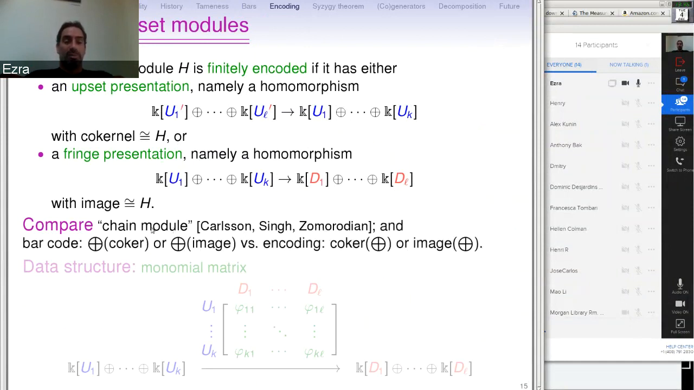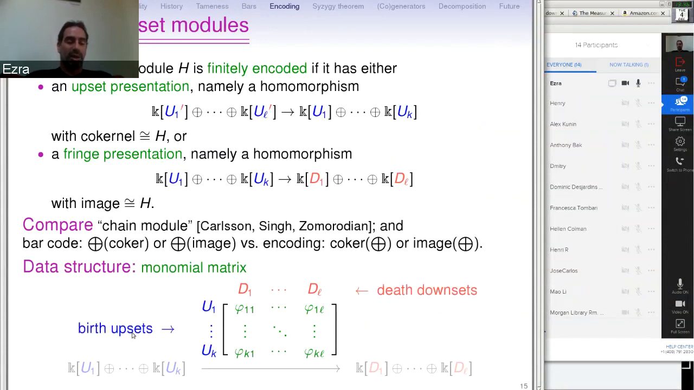So notice the difference between a barcode and an encoding is that in a barcode, you're taking a direct sum of co-kernels or a direct sum of images. Whereas in an encoding, you're taking a co-kernel of a map of direct sums, or the image of a map of direct sums. So you've switched the order of taking the co-kernels and the direct sums. What that means is that you have this matrix where you have a list of upsets and a list of downsets, and the whole matrix is allowed to be non-zero. It doesn't decompose as one upset, one downset, with a one coefficient there and all the rest zero. There are arbitrary coefficients in here.